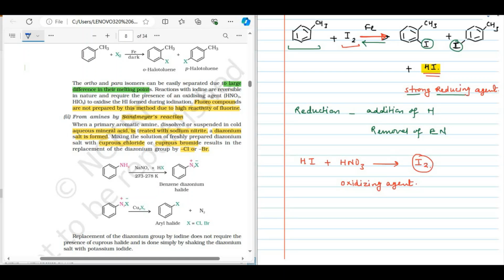Here the reaction is given. This is aniline. When it reacts with NaNO2 and HX at 273 to 278 Kelvin temperature, it results in the formation of benzene diazonium halide. When this benzene diazonium halide reacts with cuprous halide Cu2X2, it results in the formation of aryl halide and byproduct N2 is formed. So let's try to understand how this reaction takes place.